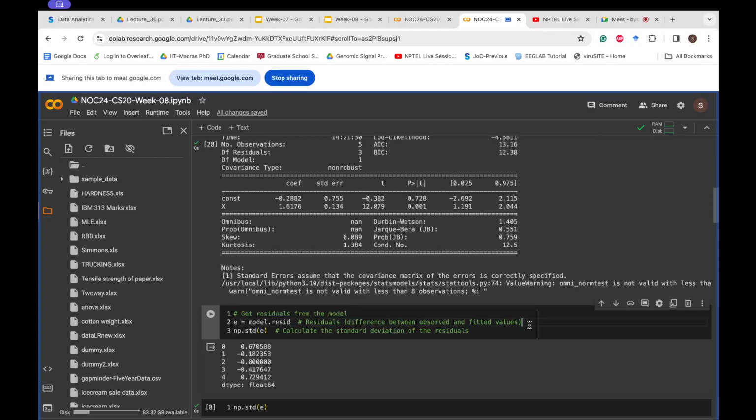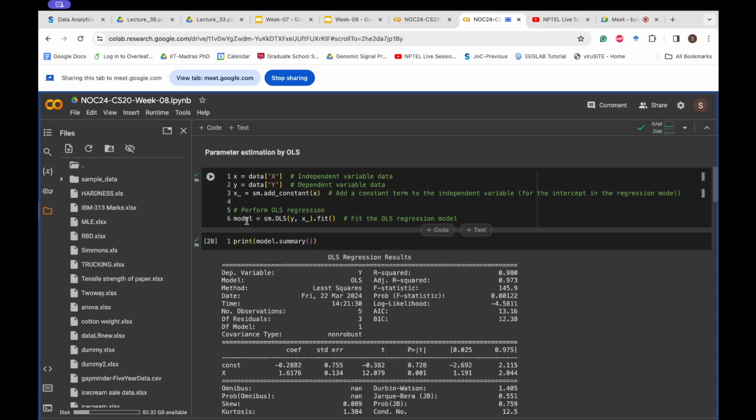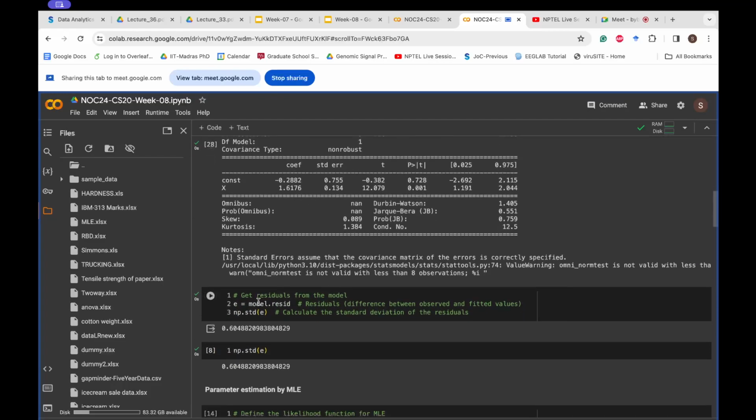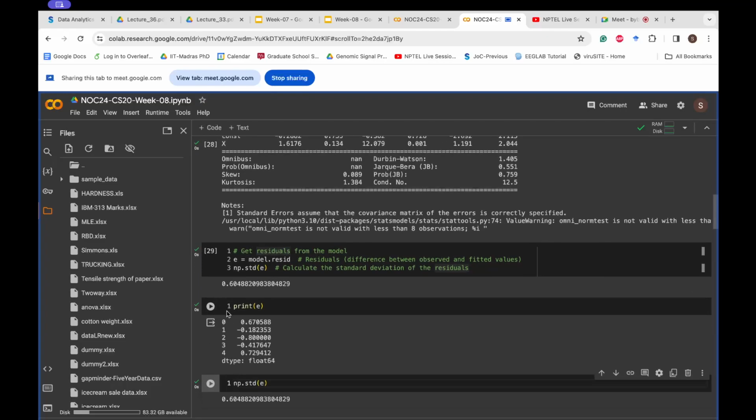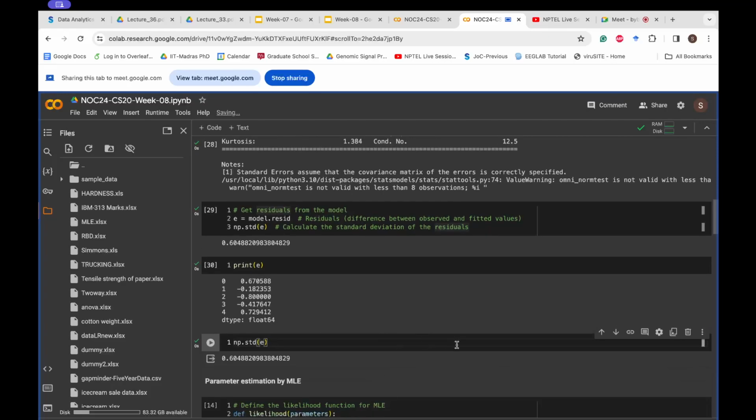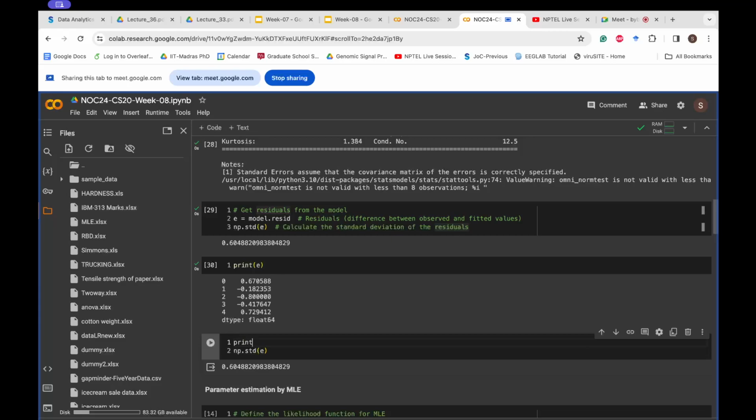And to get the residuals, the error terms, from the model which is built on this data, you can use model.resid to get the error terms. Let me just print these error terms once. Okay, and it has a standard deviation of this. Okay, let me just print the mean also.